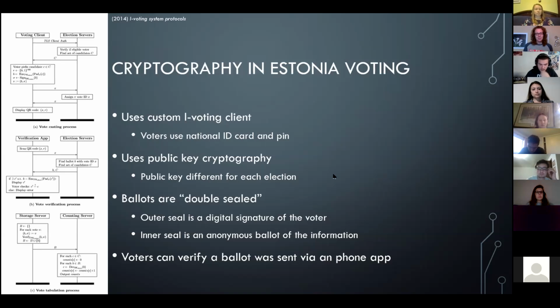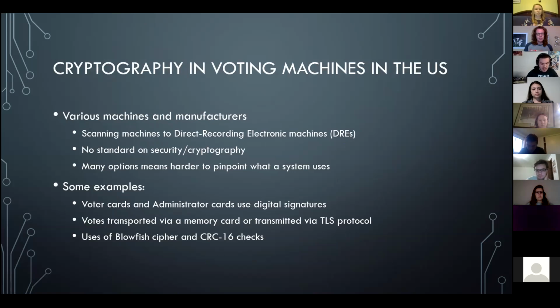Now, for cryptography use in electronic voting machines in the US, it's a bit more complicated. Being a free country and all, we have a ton of manufacturers and a ton of machines. Again, scanning machines to direct recording electronic machines. There's no standard across the board on security or cryptography in use. This is sort of a benefit because with all these systems in place, it's going to be harder to pinpoint exactly which machine is using what. But we do have some examples from various Everest reports and other independent studies.